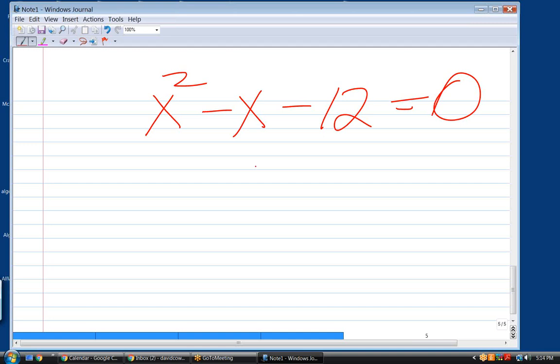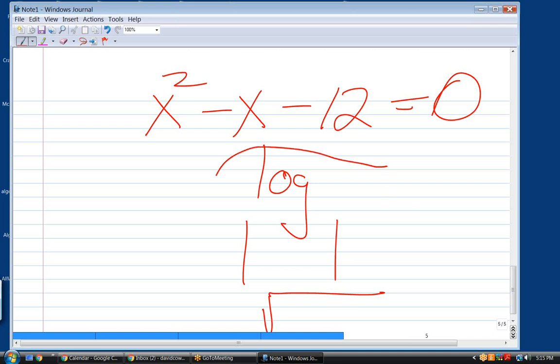However, if you have logs involved, if you have absolute values involved, or if you have radicals involved, those three things, or trig functions, sine, cosine, tangent, you frequently do have an extraneous solution. Whenever you're solving equations that have one of those in them, always check both solutions to make sure that they work. You don't have to so much on just a polynomial like this, because you rarely come up with extraneous solutions.